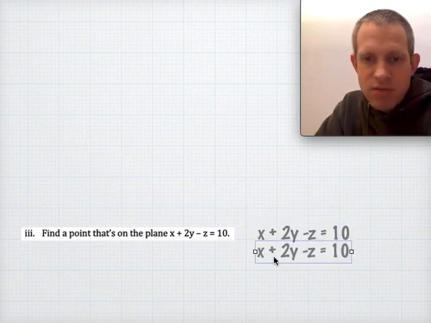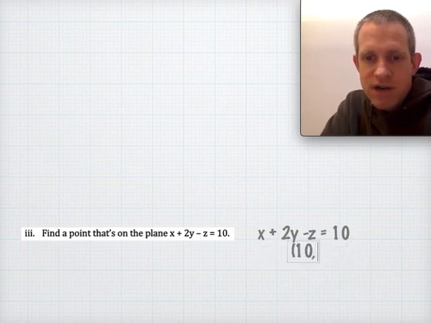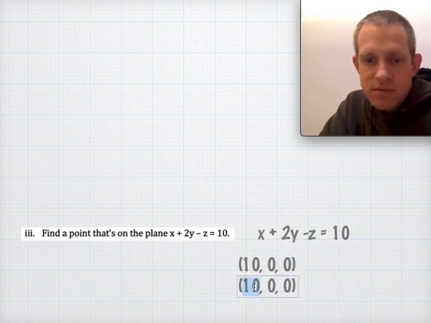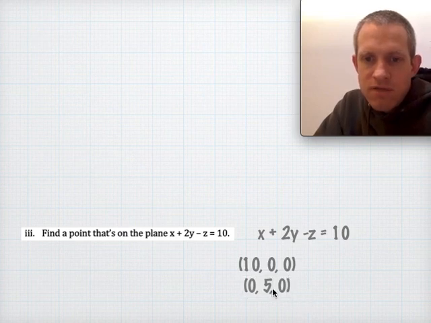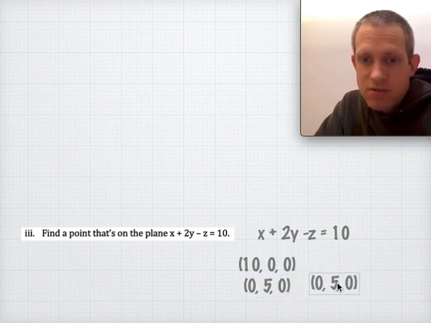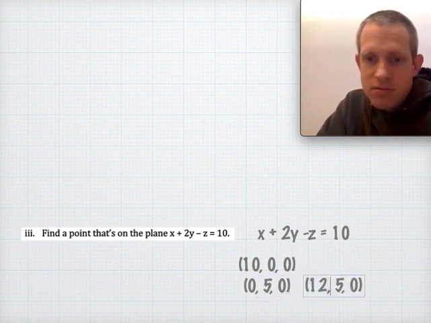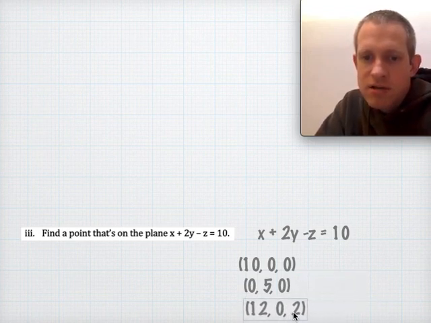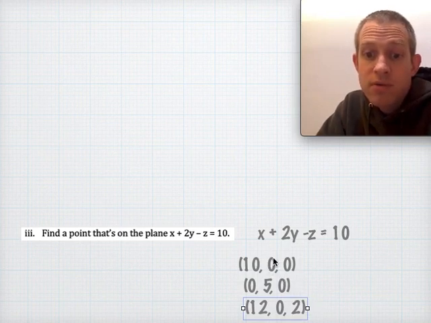So let's maybe make a list of some of these points. 10 for x, 0 for y, 0 for z. That would be a point that would work. If y was a 5 and the other two things were zeros, that could work. If x was a 12 and z was a 2 and y was nothing, that should be a combination that works, right? 12 plus nothing minus 2, that equals 10. And you could see how we could play this game forever, and we will find more and more and more points that are on this particular plane.